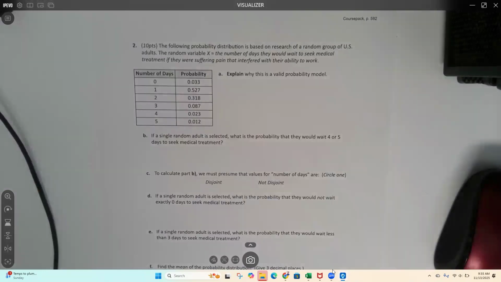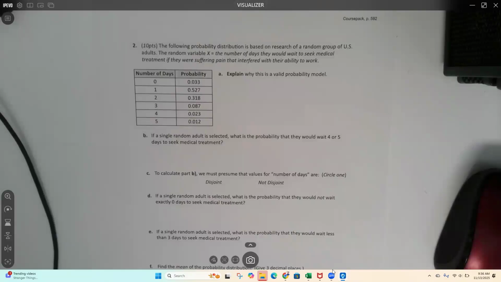The following probability distribution is based on research of a random group of U.S. adults. Random variable X equals the number of days they would wait to seek medical treatment if they were suffering pain that interfered with their ability to work. Oh, that sucks. So, explain why this is a valid probability model.